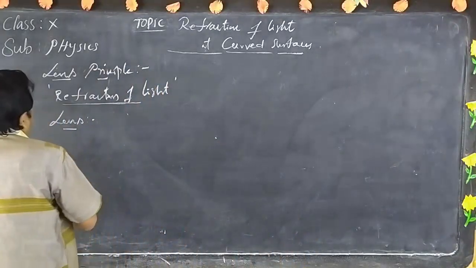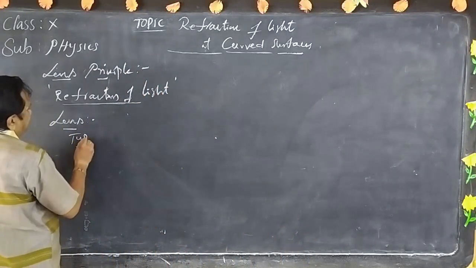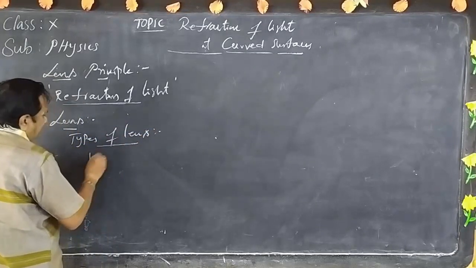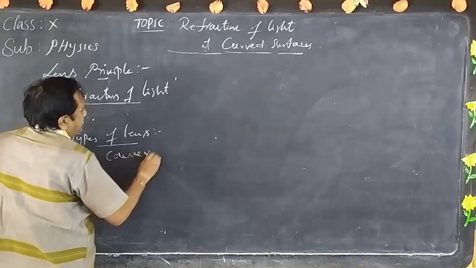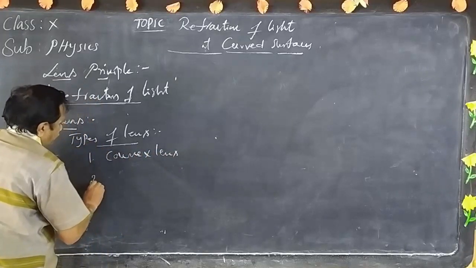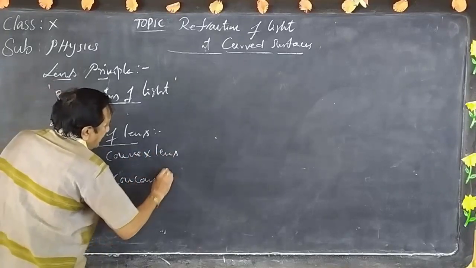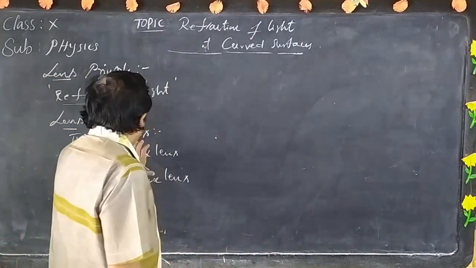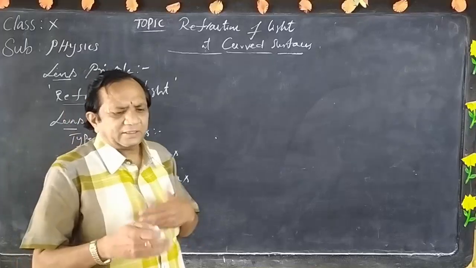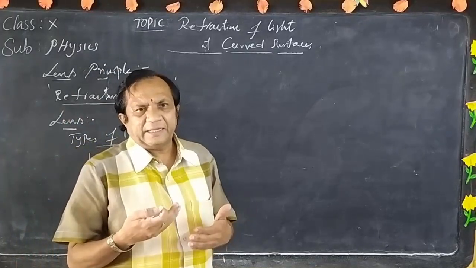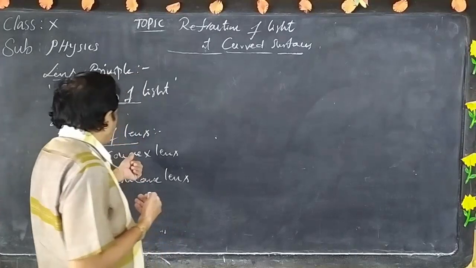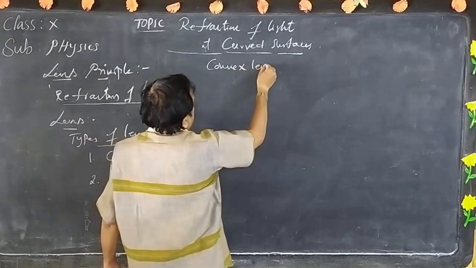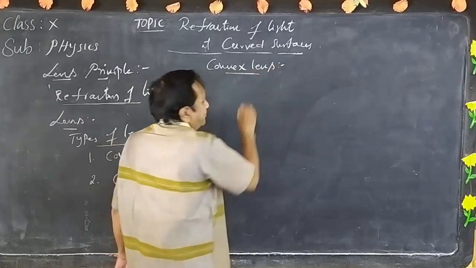In this, two different types will be there. Types of lenses. There are two types of lenses: one is the convex lens and the other is the concave lens. Lenses with different shapes can be formed, but mainly they are classified into these two types, convex and concave. First we discuss the convex lens.